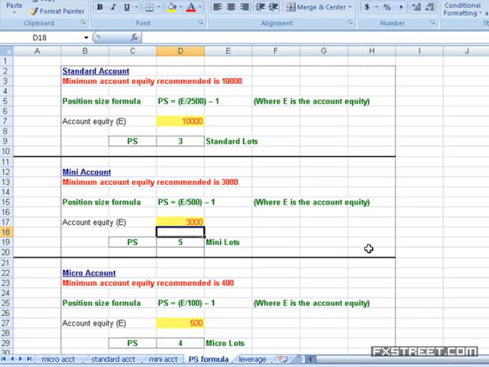That is a standard formula. So for a standard account, it's E divided by 2,500. For a mini account, it's E divided by 500. For a micro account, it's E divided by 500. Somebody else has invented it. So E divided by 500 into bracket, the entire thing, minus 1.